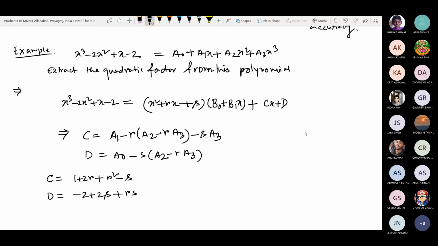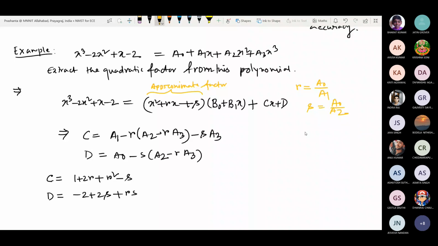So basically, this was the approximate factor x square plus r times x plus s. If you take this as the approximate factor, you will have to take some initial guesses for r and s, is it not? So how is r taken? There is no rule in this. Normally r is taken as a0 by a1 and s is taken as a0 by a2.